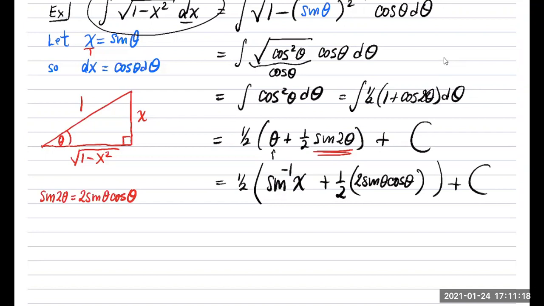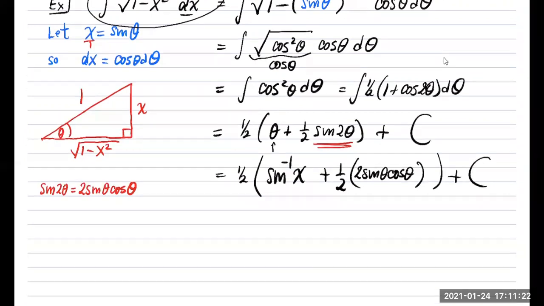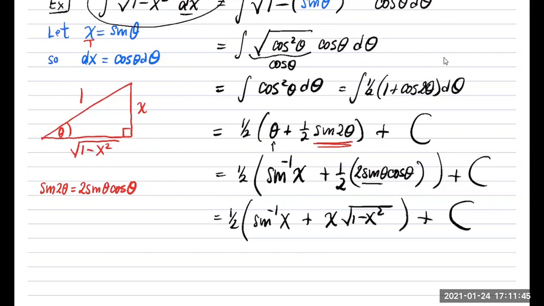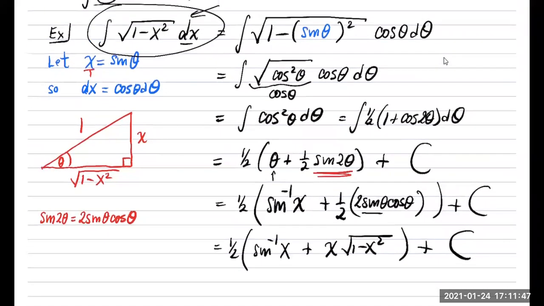Now it's kind of poor form to be mixing the x's and the thetas like this, but bear with me again, we're going to get there. Notice that the 1/2 and the 2 will cancel, but the sine of theta, remember, that's x. From the red triangle, the cosine of theta is the adjacent over the hypotenuse, or just simply the square root of 1 minus x squared divided by 1, plus c.